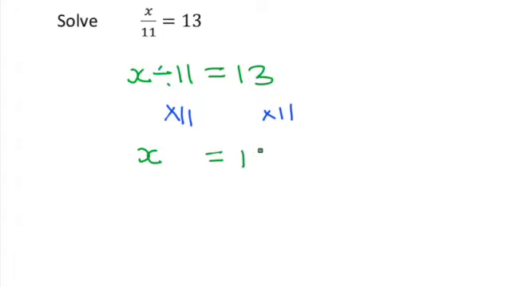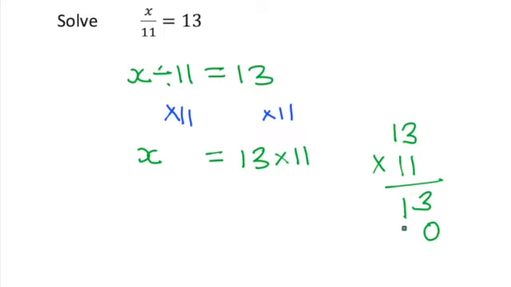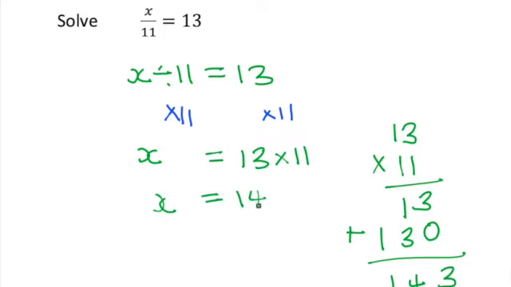Now I'm going to have 13 multiplied by 11. Now, just because these are bigger numbers than we're used to, it does not mean the approach is any different. So I'm going to just work that out on here. I'm not going to try and do it in my head. I'm just going to say 13 times 11, 3 times 1 is 3, 1 times 1 is 1. I put that 0 where it needs to be. 1 times 3 is 3, and 1 times 1 is 1. I now need to add the 2. So 3 add 0 is 3, 1 add 3 is 4, and 1 add 0 is 1. So that means x is 13 times 11, which is 143.